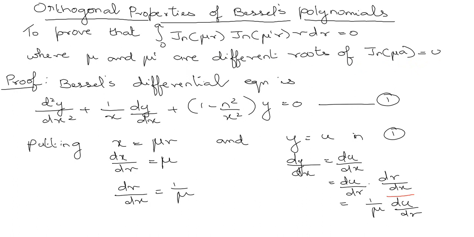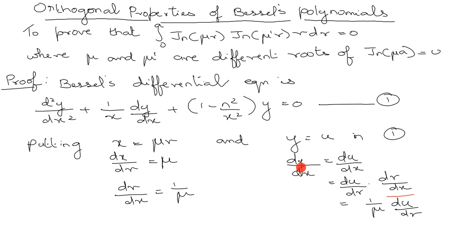In order to prove the orthogonality of Bessel's function, we are going to take the Bessel's differential equation, which is d²y/dx² plus 1/x dy/dx plus (1 minus n²/x²) into y is equal to 0. Now we are going to put x is equal to μr and y is equal to u in Bessel's differential equation. So when x is equal to μr, dx/dr is equal to μ and dr/dx will be equal to 1/μ.